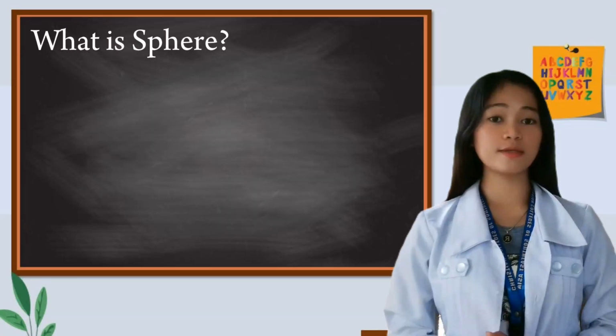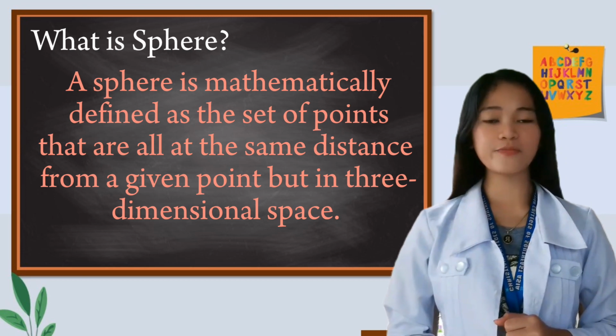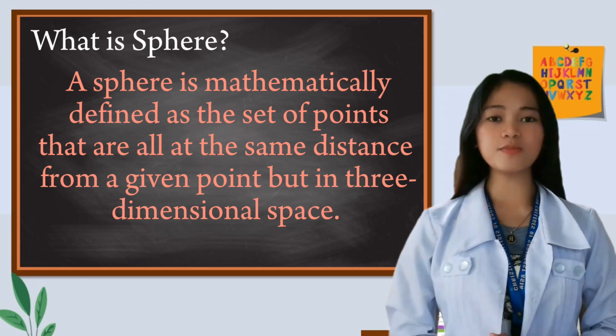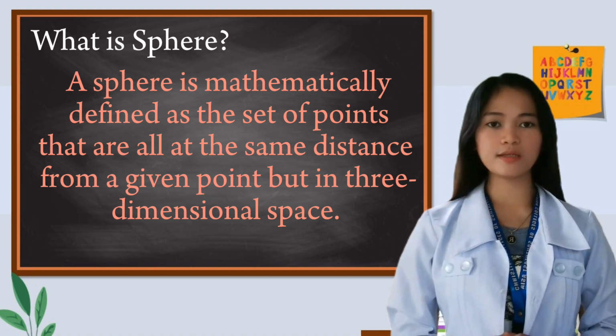Now, we already know how to calculate the total surface area of a cone. Let us proceed to the next topic, which is all about the sphere. What is a sphere? A sphere is mathematically defined as a set of points that are all at the same distance from a given point, but in three-dimensional space.